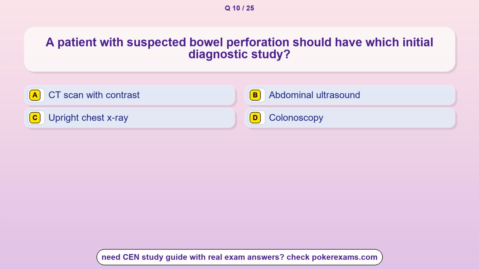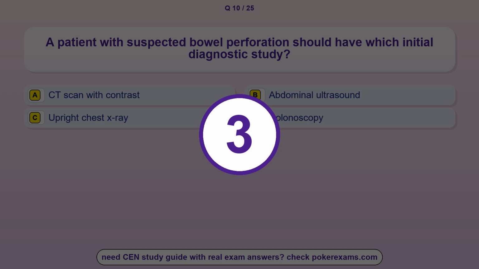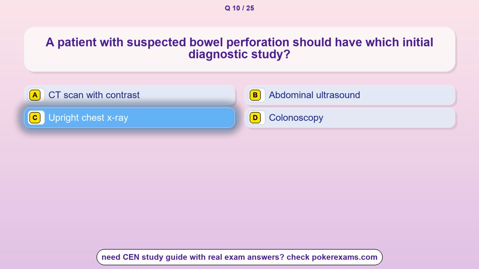Question 10. A patient with suspected bowel perforation should have which initial diagnostic study? Option A, CT scan with contrast. Option B, abdominal ultrasound. Option C, upright chest X-ray. Option D, colonoscopy. The correct answer is option C, upright chest X-ray.